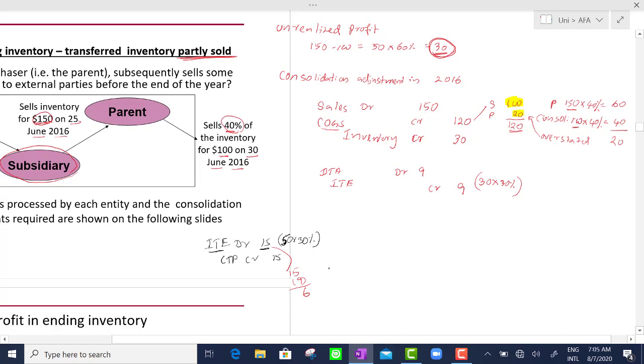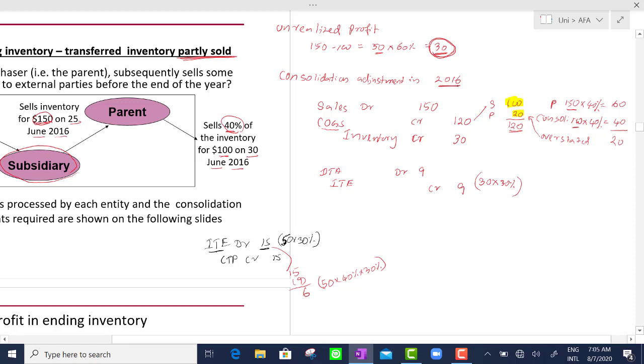Let's see. There was a total profit of 50. Out of that, 40% had been sold, into 30%. If you take the figure 50 into 40% into 30%, it is 6. Yes, we get the figure, right? So this is the entry in the consolidated financial statements in 2016.